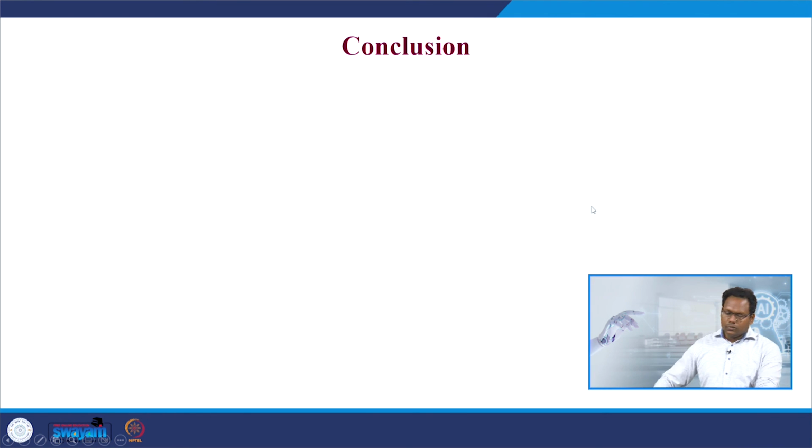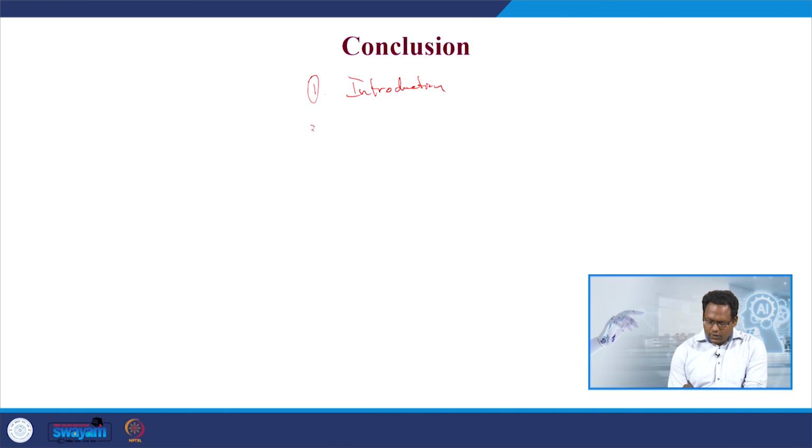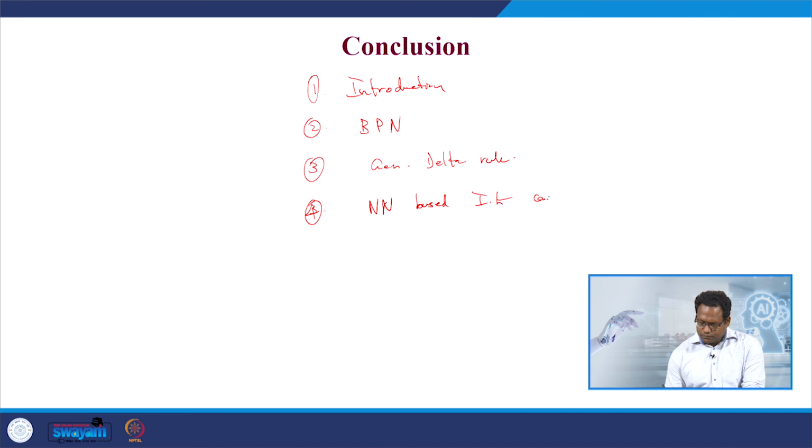And here, coming to the conclusion of this lecture, we have seen first an introduction to neural networks, then the back propagation neural network algorithm, then the generalized delta rule, and then we have applied neural networks towards inverse kinematic control of a robot. Thank you so much.